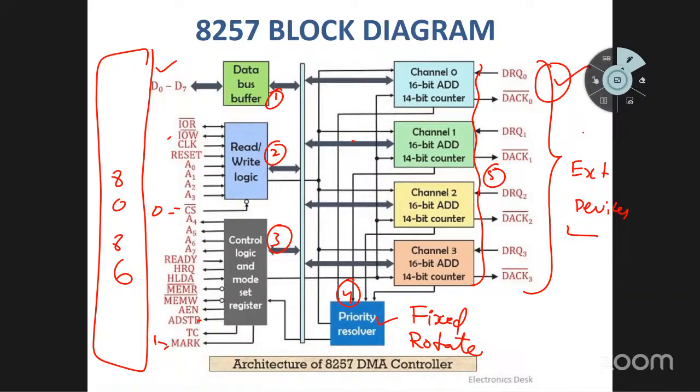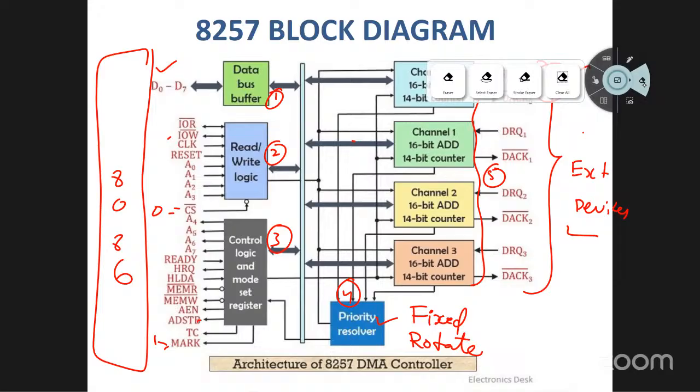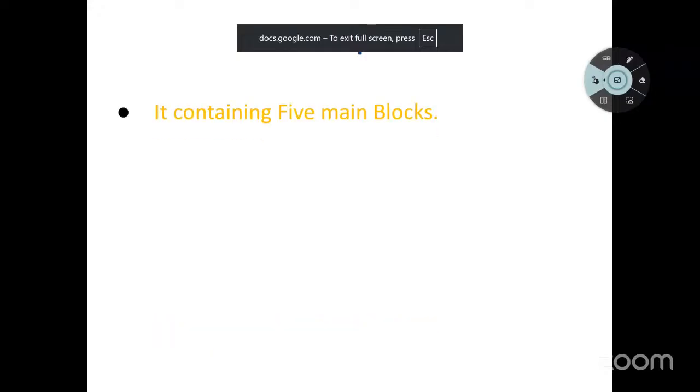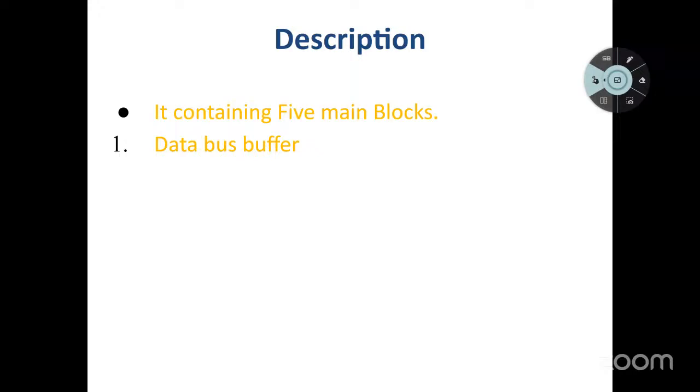4 channels, for each channel. So the general purpose, special. Only we are accessing the memory without involvement of processor. The same steps in the next slide also. It contains how many blocks? 5 blocks. What is the first block?